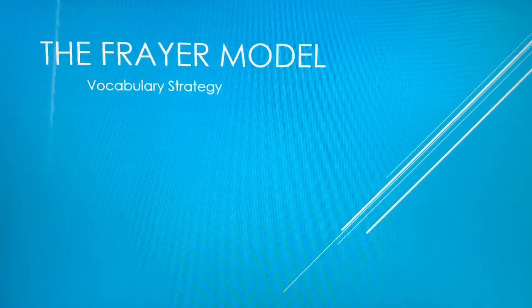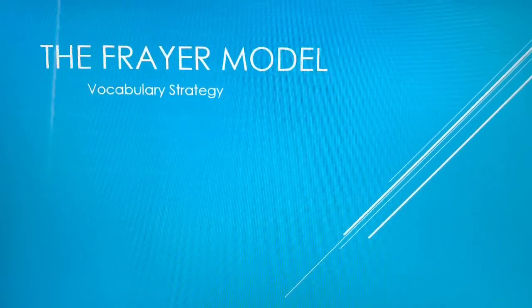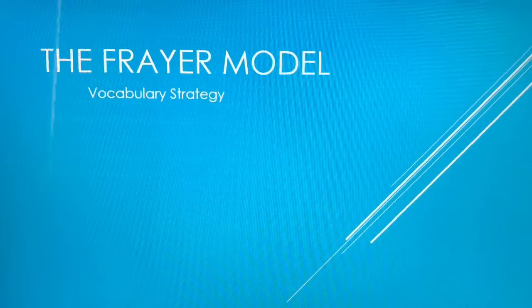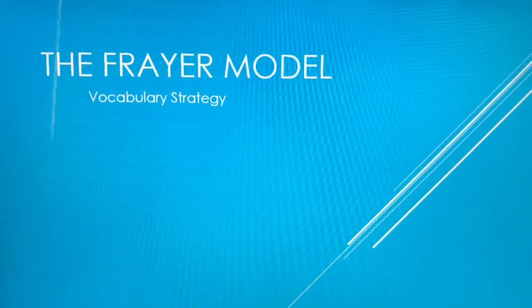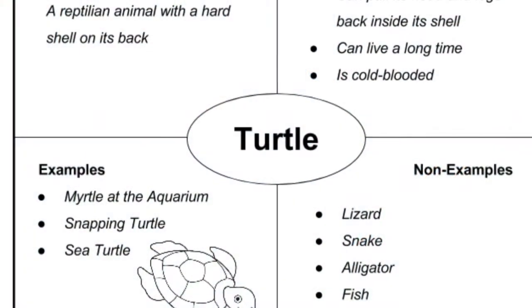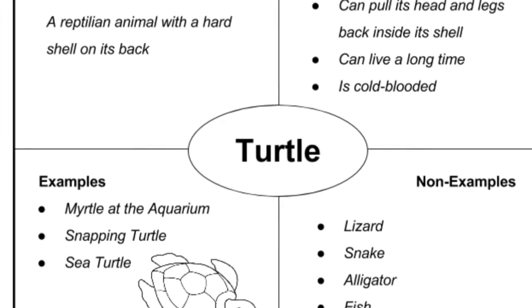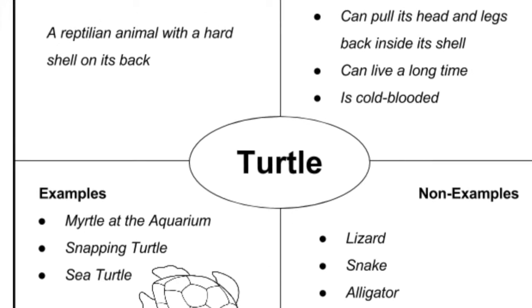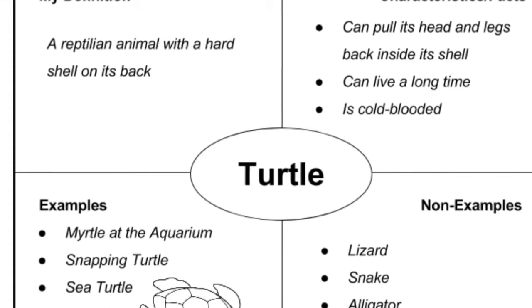I will be discussing and teaching a short lesson in order to demonstrate the Frayer model so that you can implement this strategy into your content area classroom. This is an example of a completed Frayer model. The Frayer model is a graphic organizer that is used for word analysis and vocabulary building.